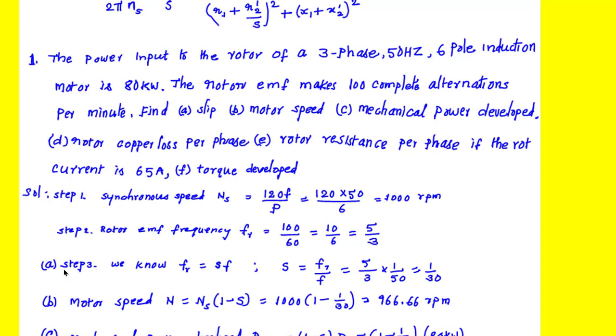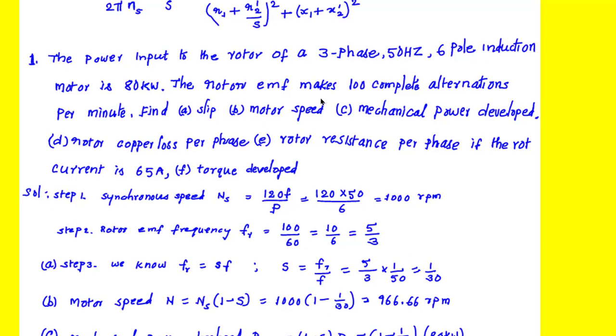Then step 3, that is the answer to the A bit. What is the slip? We know the relation between the rotor frequency and the supply frequency in terms of the slip, that is fr is equal to s into f. So from that we can get the slip. s is nothing but fr divided by f, fr we know is 5 by 3 and the supply frequency is 50 Hz. So 5 by 3 into 1 by 50 gives us 1 by 30 slip.